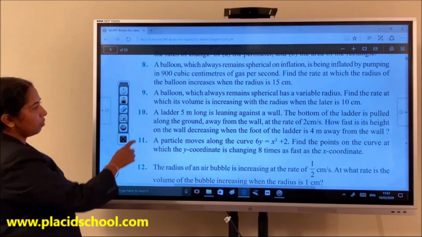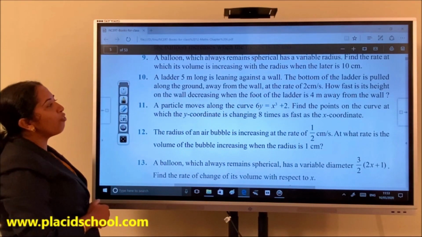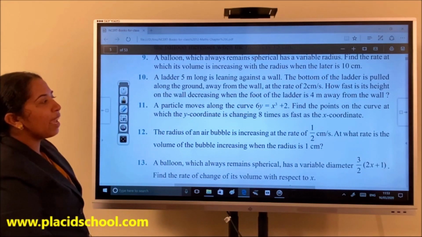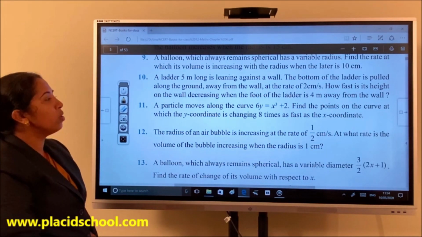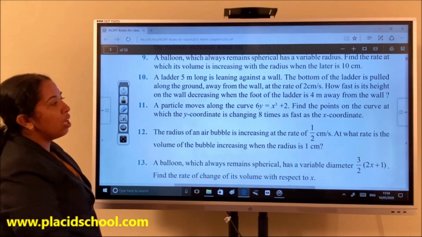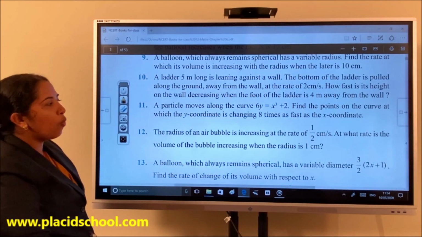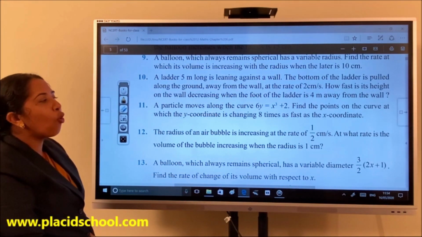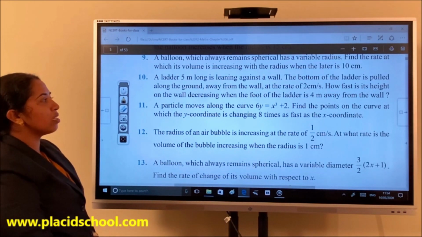Question number 10. A ladder 5 meter long is leaning against a wall. The bottom of the ladder is pulled along the ground away from the wall at the rate of 2 centimeter per second. How fast is its height on the wall decreasing when the foot of the ladder is 4 meter away from the wall? So you have to understand the question thoroughly.